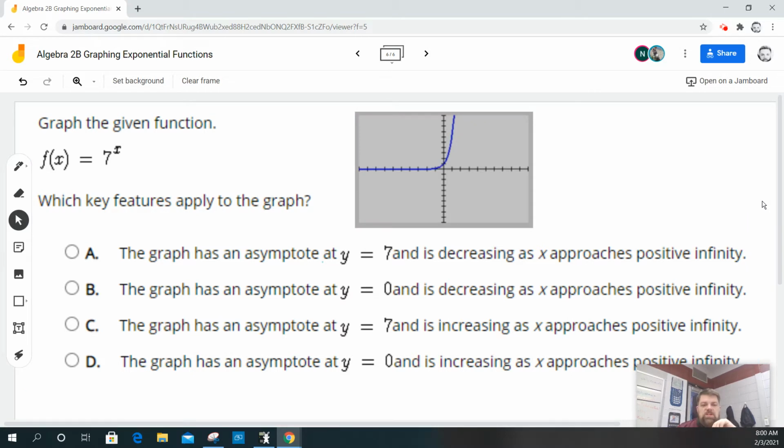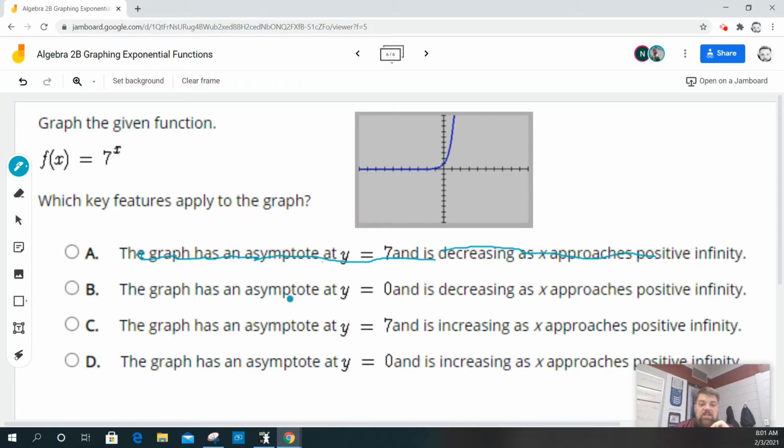So it says which key features apply to the graph. The graph has an asymptote at y equals 7. So remember, asymptotic behavior or asymptote means there's a threshold or a boundary that it can't go past. So what they're saying is at 1, 2, 3, 4, 5, 6, 7, it never crosses a boundary right here at y equals 7. But clearly it does, because it goes right through that. Now it doesn't cross -1. It doesn't cross -7, but it definitely crosses at 7. So that's not true. That's not a good answer.